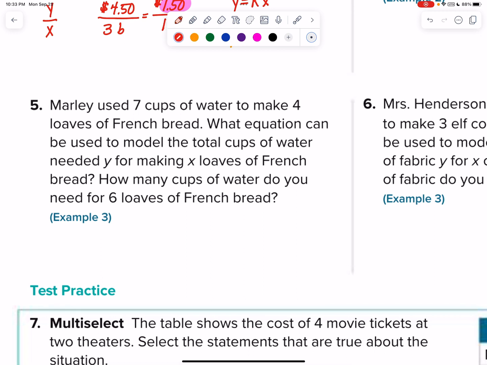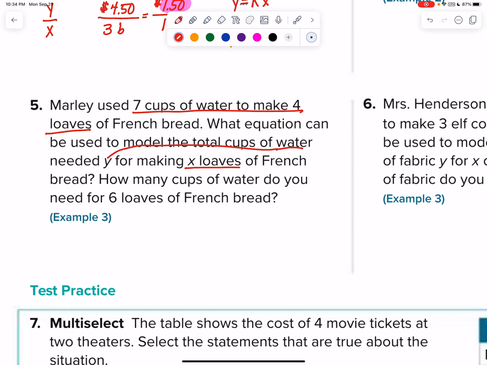Marley used 7 cups of water to make 4 loaves of bread. So there's my unit rate, or my ratio. What equation can be used to model the total cups of water needed? So water is y, and x is the loaves. And then how many cups of water do you need for 6 loaves of French bread? So it's sort of like that apply, where we're applying the next step to that as well, either through a proportion or plugging it into the equation.